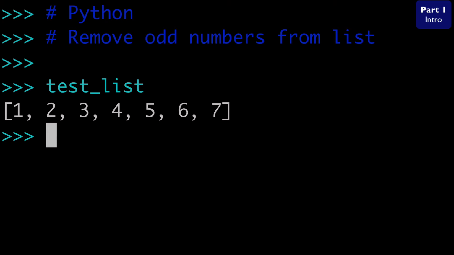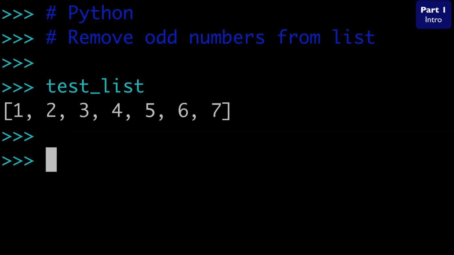Keep in mind, this exact solution will work the same way if you want to remove even numbers. The same principles are going to apply. But here in our example, we're going to use odd numbers. And the key to this solution is using the modulus. So this is the modulus operator.